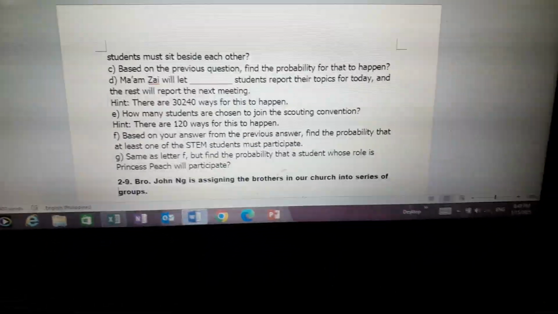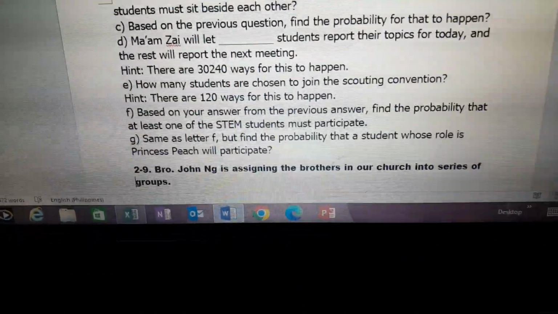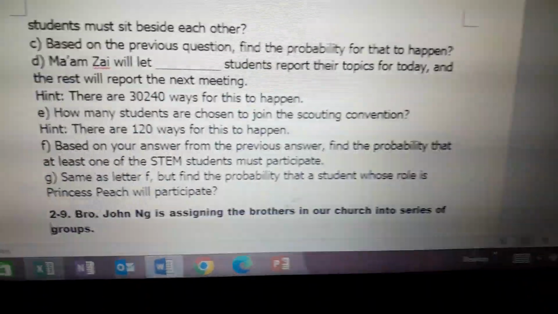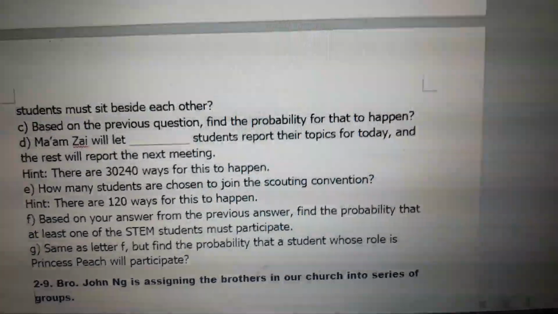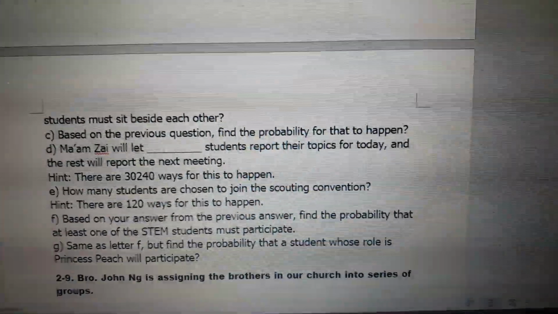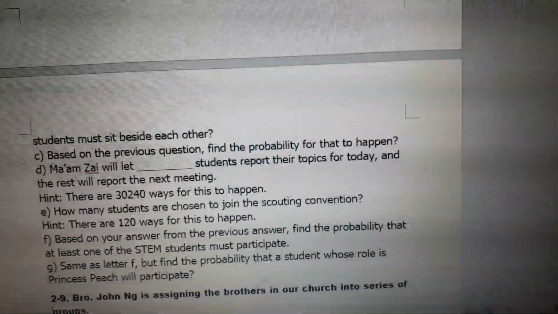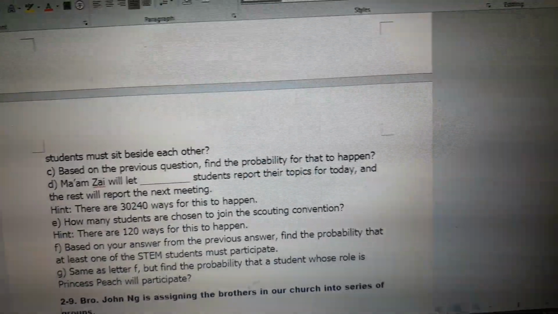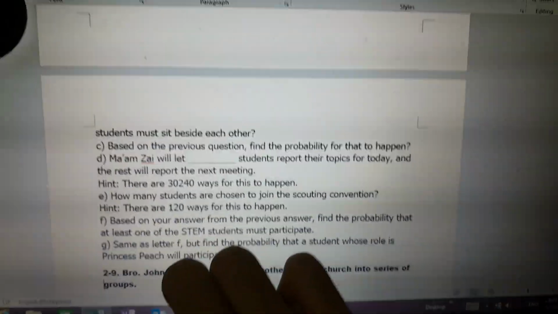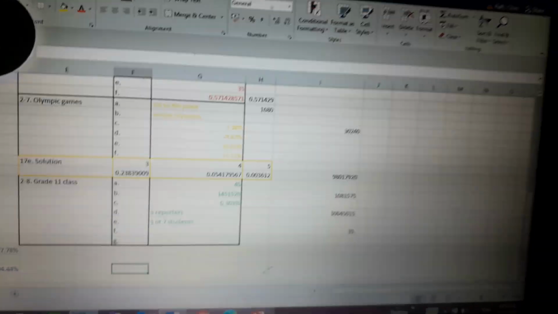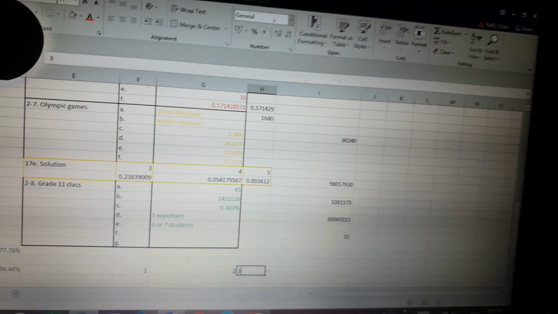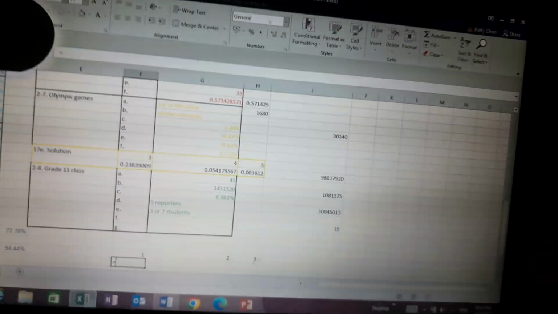Or let's say, since I cannot tell the answer here, because I have to go by your answer from the previous item, you can have 2 answers here, either 3 or 7. So let's try 3. So find the probability that at least one of the STEM students must participate. Now we know the formula for combinations. Remember, this is 1 STEM student, 2 STEM students, and 3 STEM students. So we find the probability of each.